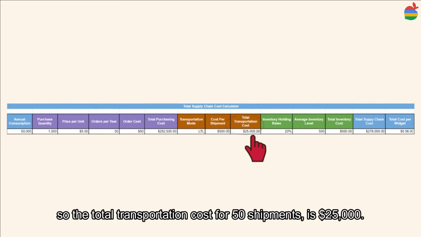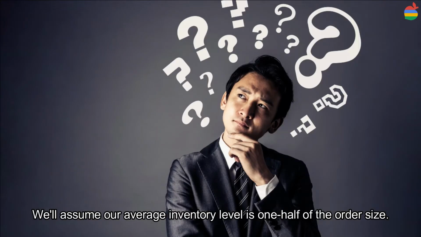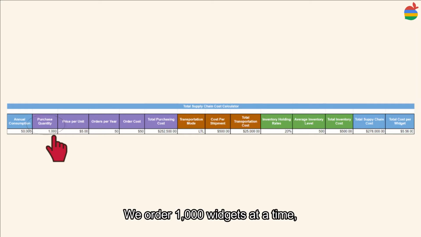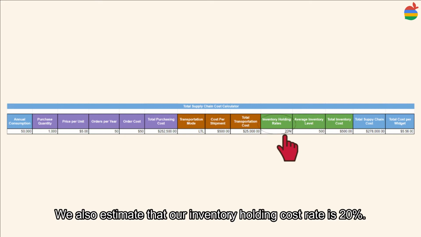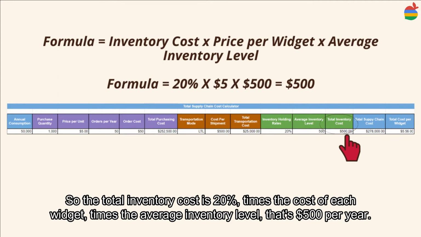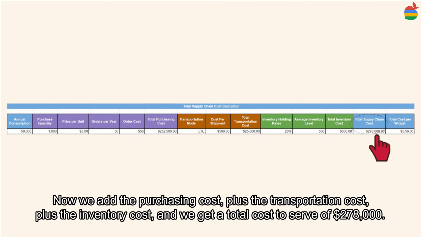It costs $500 to ship each order. So the total transportation cost for 50 shipments is $25,000. We will assume our average inventory level is 1/2 of the order size. We order 1,000 widgets at a time. So the average inventory level is 500. We also estimate that our inventory holding cost rate is 20%. So the total inventory cost is 20% times the cost of each widget times the average inventory level. That's $500 per year.